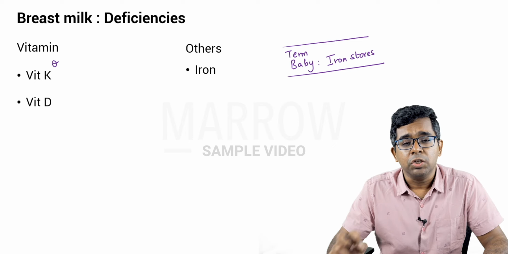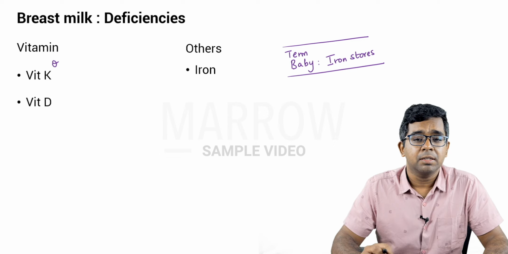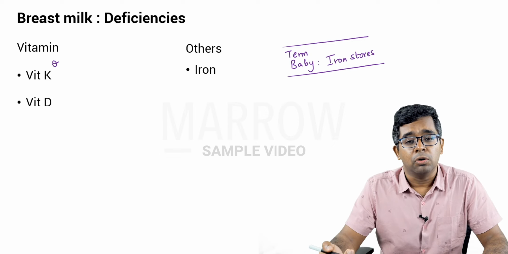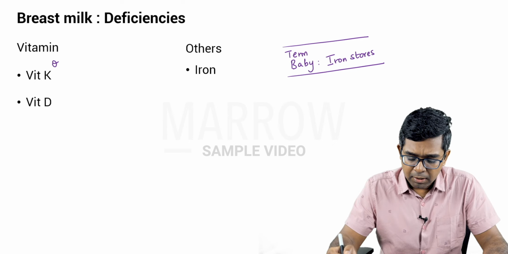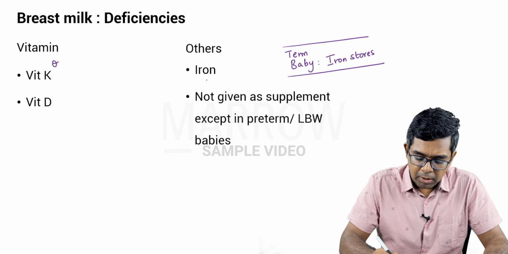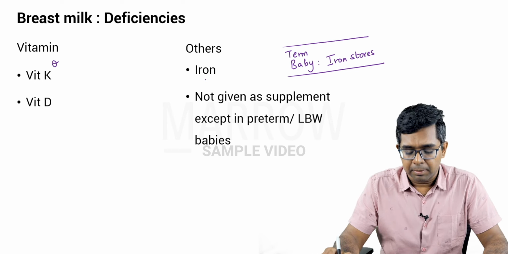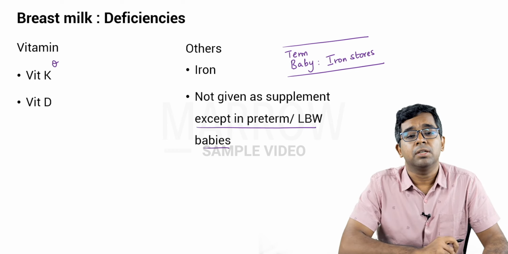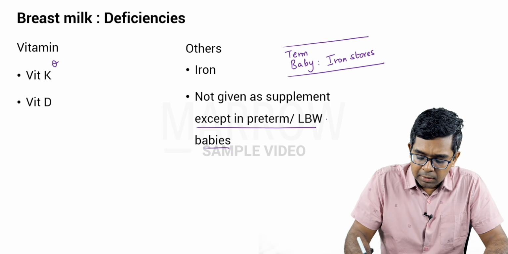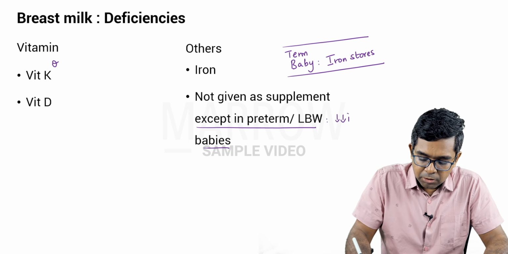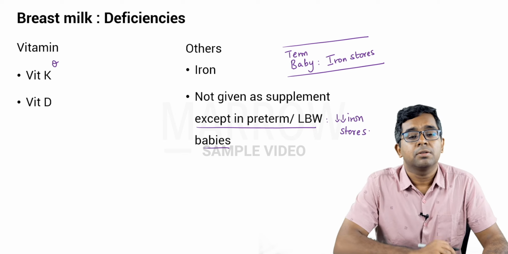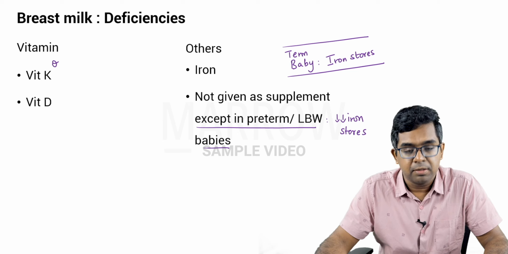However, in which group of babies they require supplementation, it is for the other group. What is that? Yes, preterm or low birth weight babies, they require iron supplements. Okay, so iron generally is not given as a supplement except in preterm low birth weight babies where we have to give iron supplement simply because these babies have very less iron stores. Simple reason. Okay, so this is something related to deficiencies in the breast milk.